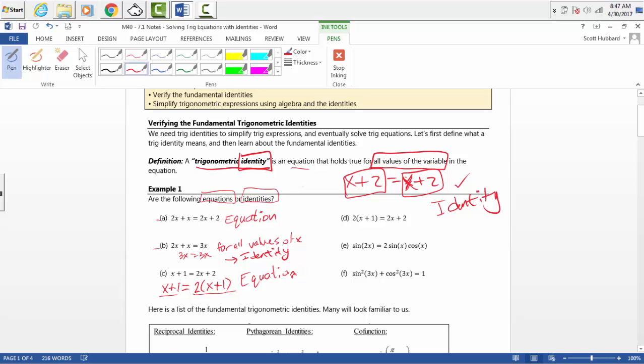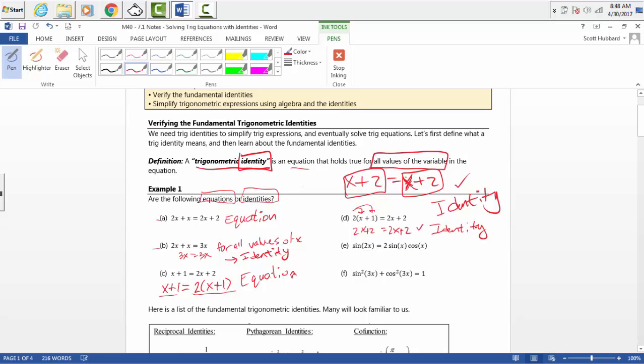Okay, and let's continue on. So D, 2 times x plus 1 equals 2x plus 2. So right now this doesn't look the same, but if I distributed it through, then I would get 2x plus 2. Does that equal 2x plus 2? Oh yeah, you betcha. So left side equals right side. That's true no matter what value of x, and so that's an identity.